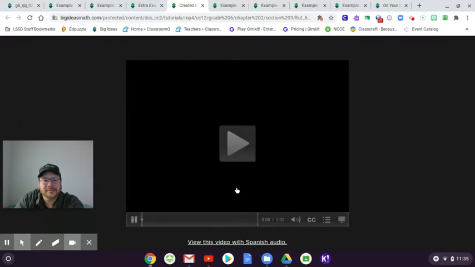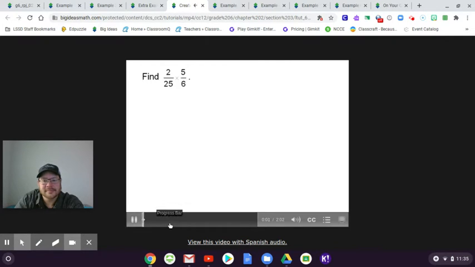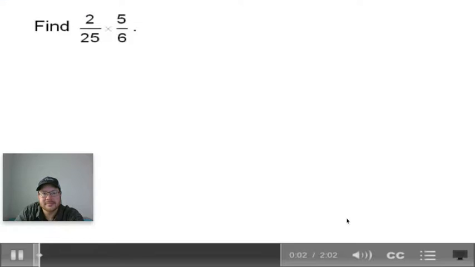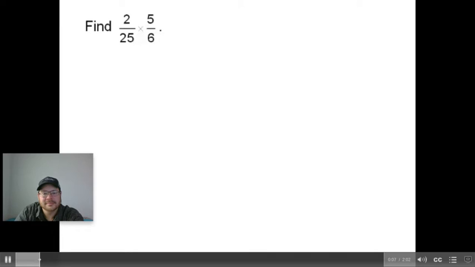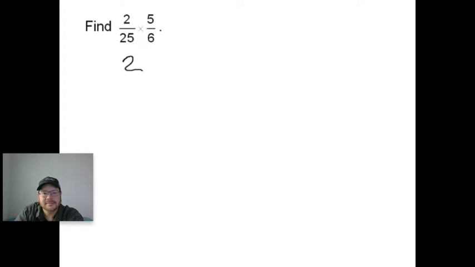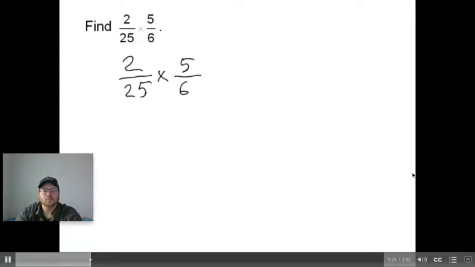Times 5/6. Using the rule for multiplying two fractions, multiply the numerators 2 and 5, then multiply the denominators 25 and 6.